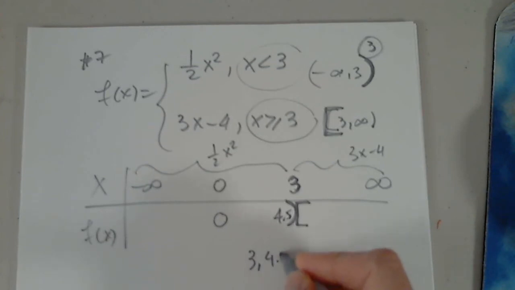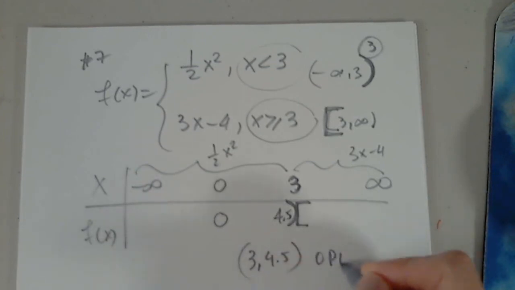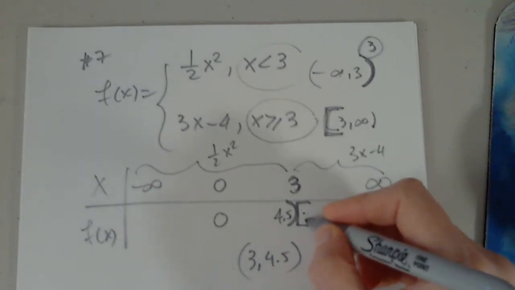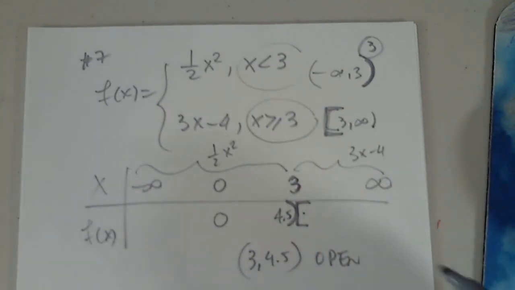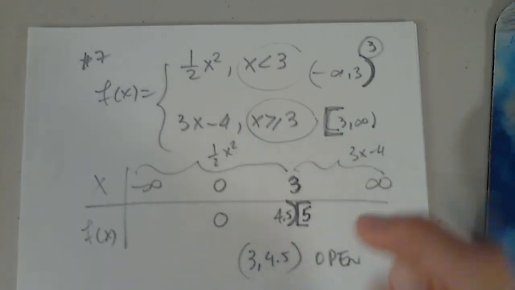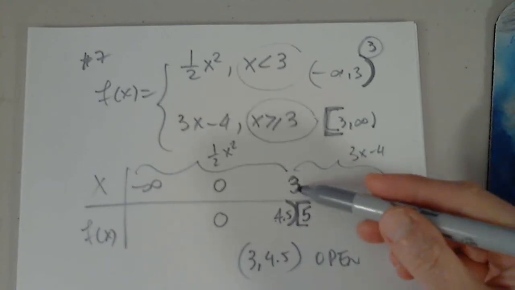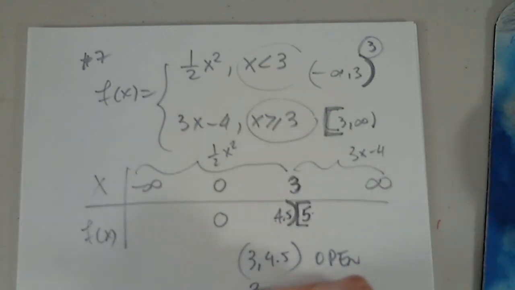3 comma 4.5 will be an open point, as long as this is a different number. But if this is 4.5, it's not going to be an open point. But 3 times 3 is 9 minus 4 is 5. So this will be an open point because the left-hand side is 4.5 and the right-hand side is 5. So 3 comma 5 will be a full point.